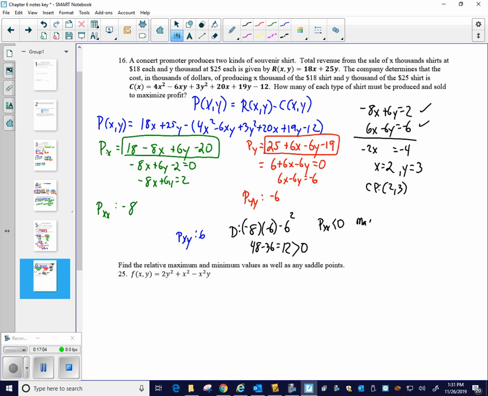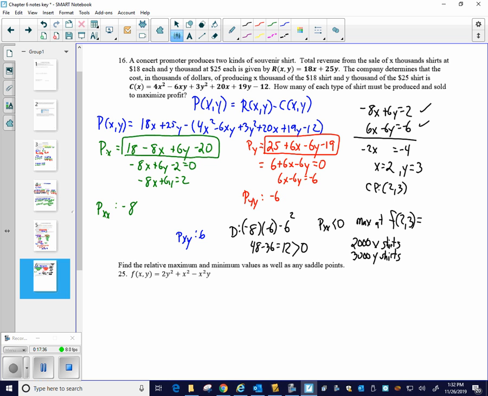So we have a max at f of 2, 3, and if I plug in 2 and 3, well, actually it's not even asking me for that, is it? It just says how many of each type of shirt. According to this, I need to sell 2, and this is in thousands, so I need to sell 2,000 X shirts and 3,000 Y shirts to maximize the profit.